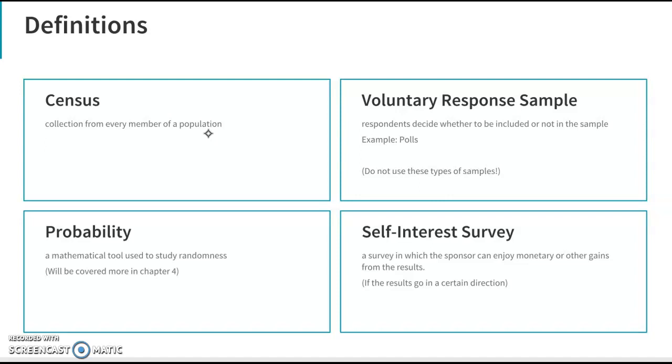Probability, we'll get into more of that in chapter 4, but right now just know the definition is a mathematical tool to study what? To study randomness.